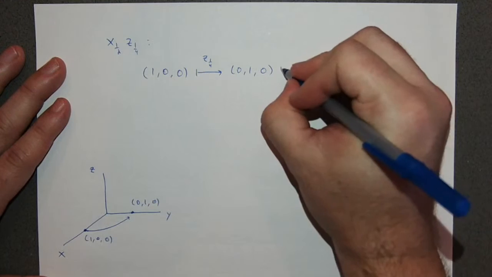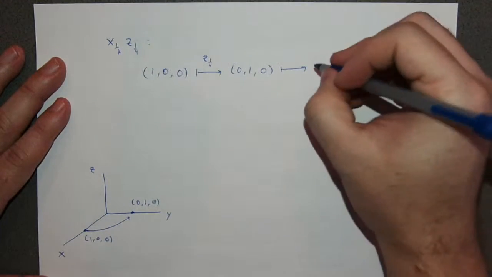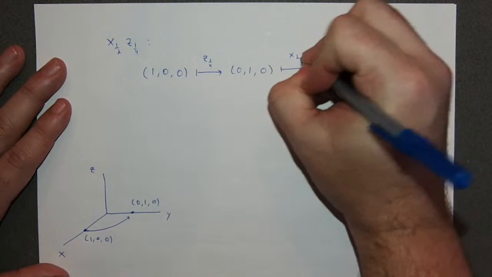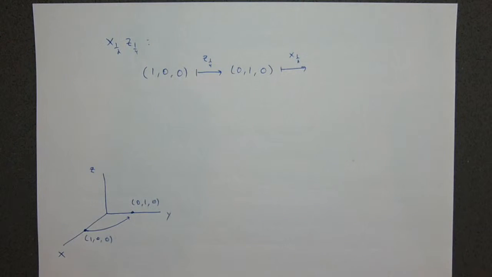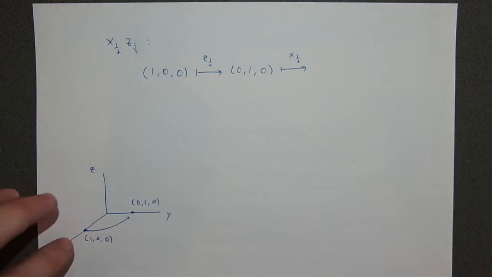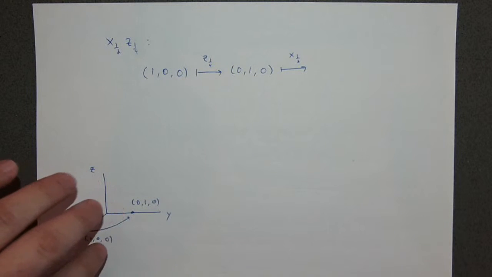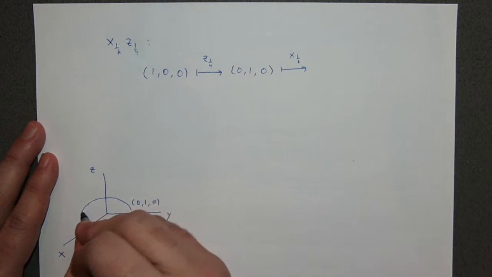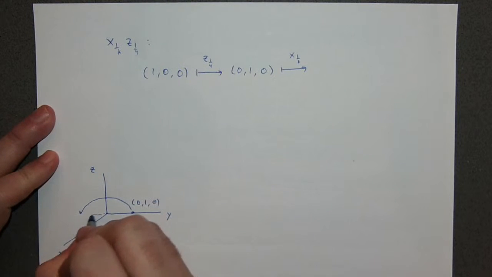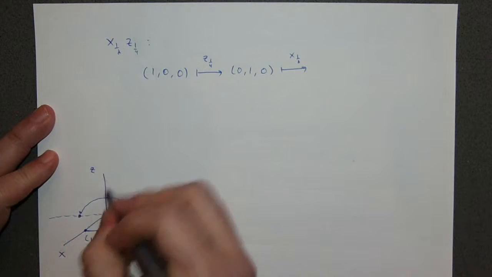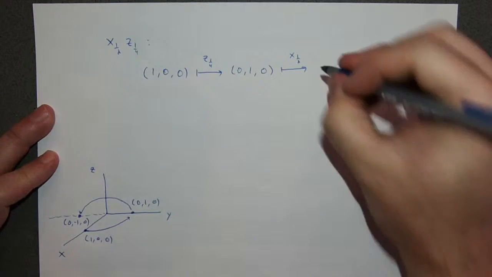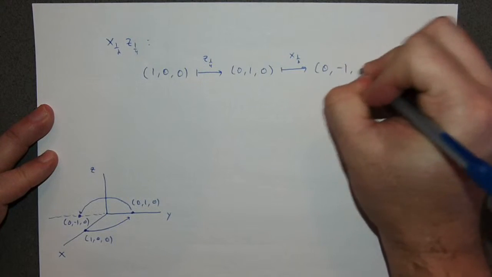And then the next step in this product of rotations would be the half turn about the x-axis. And so a half turn about the x-axis would take 0, 1, 0 over here, right, to 0, minus 1, 0. Okay, so 0, minus 1, 0.